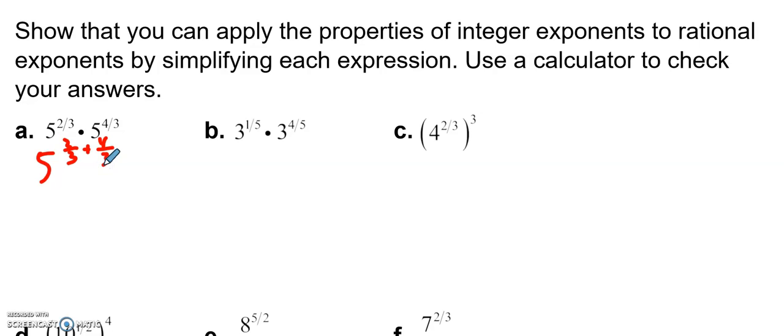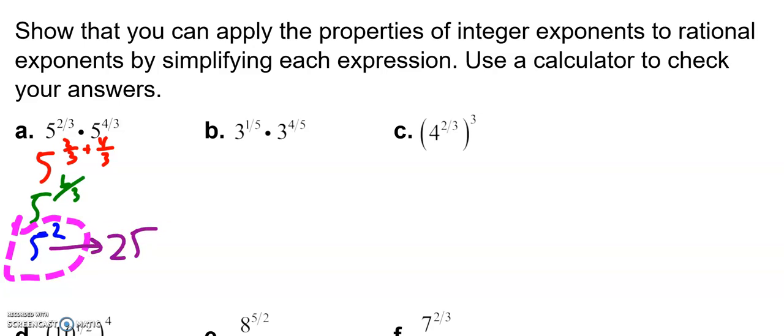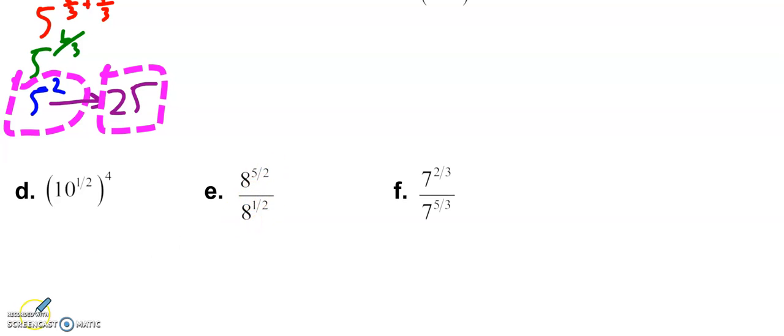Remember, when we add fractions, we need a common denominator. Conveniently, this already has a common denominator, so once we get the common denominator, then we just add the numerators. So this becomes 5 to the 2 plus 4 is 6, so it would be 6/3, but what's 6/3? That is 2, so this becomes 5 squared. In terms of understanding our properties, we want to make sure we know that, but we know 5 squared is 25. So 25 is our answer. Questions?